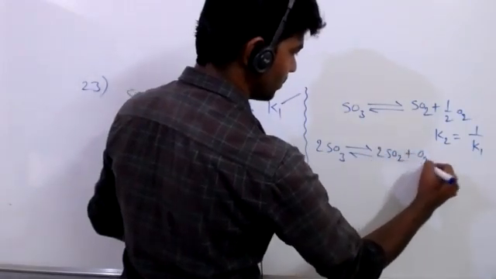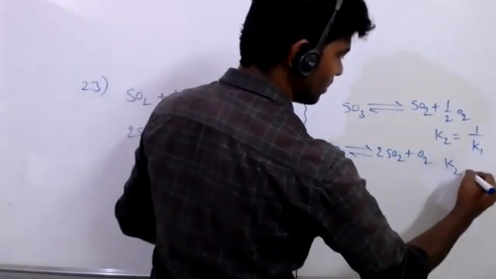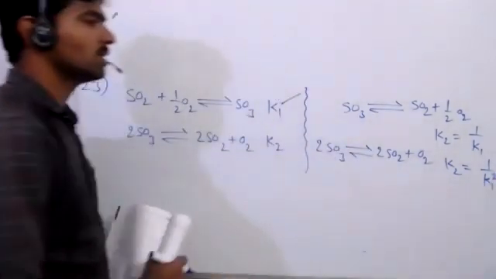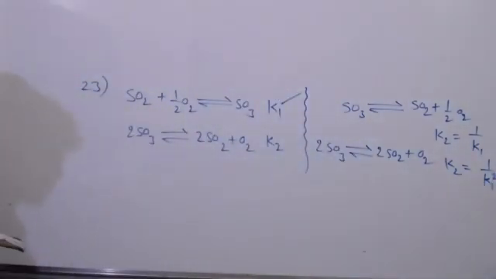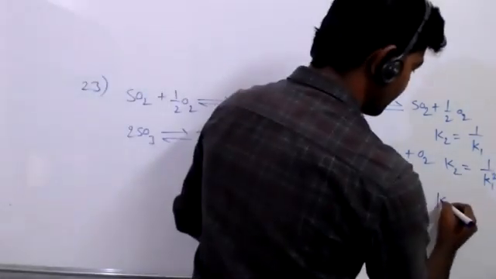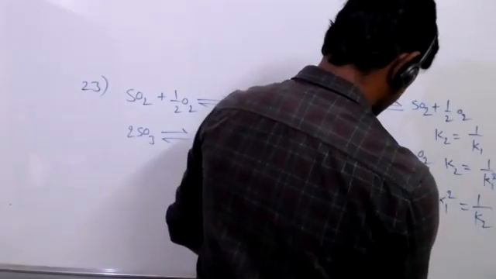giving 2SO2 and O2. We multiply with 2, so we have to take the square of this. So K2 is equal to 1 by K1 square. So where is the correct answer? Option A. Yeah, correct. K1 square is equal to 1 by K2. So take this, move this down. A is the correct answer.